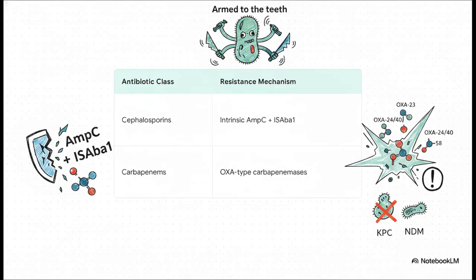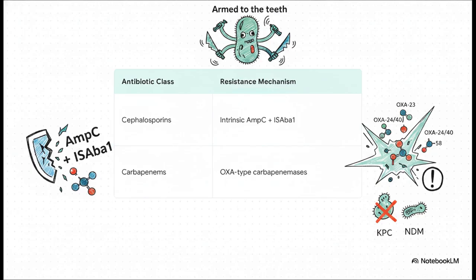This bug is literally armed to the teeth with 2 main defense systems. First up is cephalosporin resistance. All strains have an intrinsic AmpC beta-lactamase, and that gets cranked into absolute overdrive by an insertion sequence known as ISAba1. That basically wipes out most cephalosporins right off the bat.